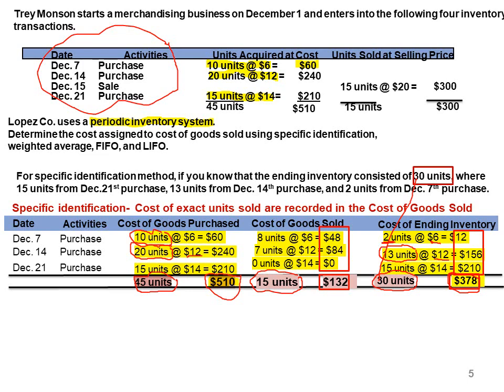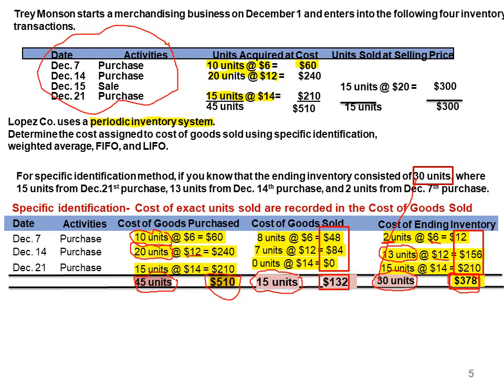So I now need to determine its cost. I have the cost of goods purchased equal to 510, as illustrated here at the end of the table, and the cost of ending inventory equal to 378. So the difference between them represents the cost of goods sold, which will be 132, as you can see. If I want to know the details of this $132, I should refer to each date.